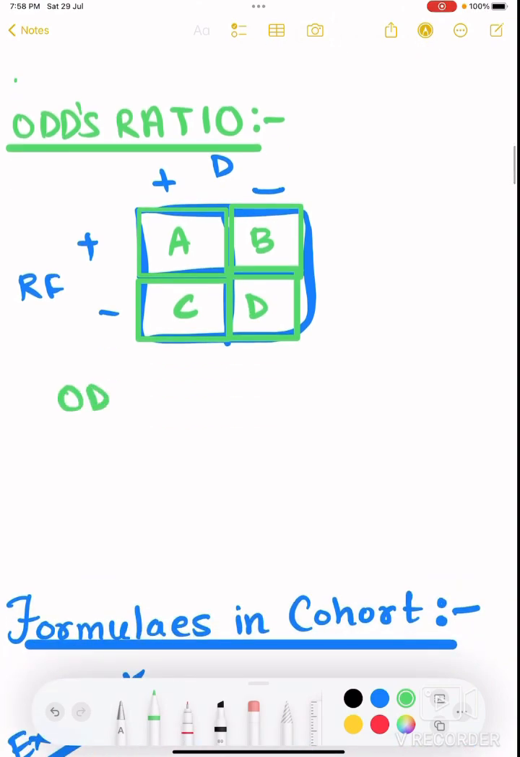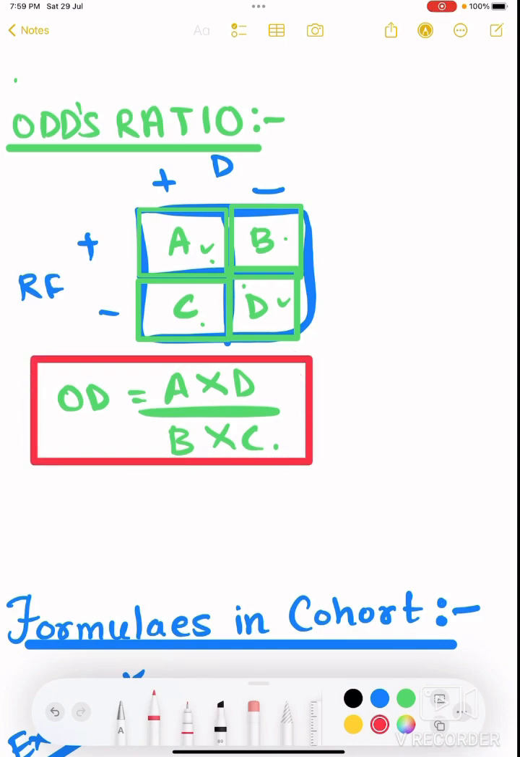So odds ratio, how will you denote odds ratio? Odds ratio is multiply these two diagonal things, and divide by these two diagonal things, right? So A multiplied by D divided by B multiplied by C, right? So as easy as that. Odds ratio is this particular formula, right?